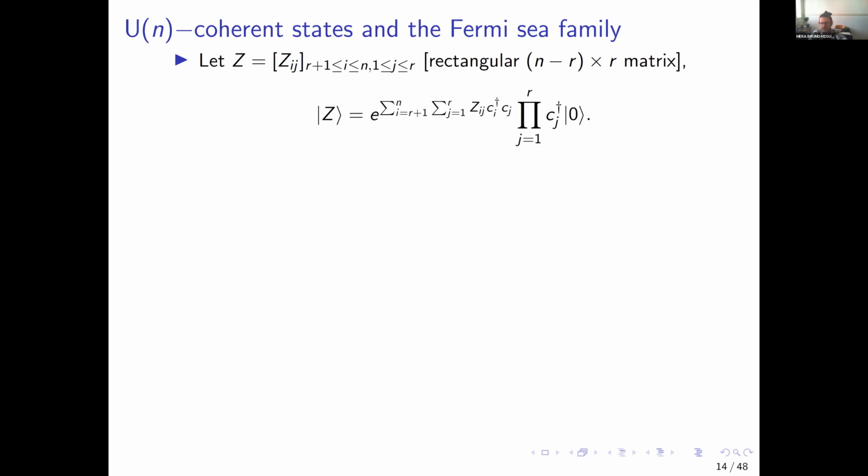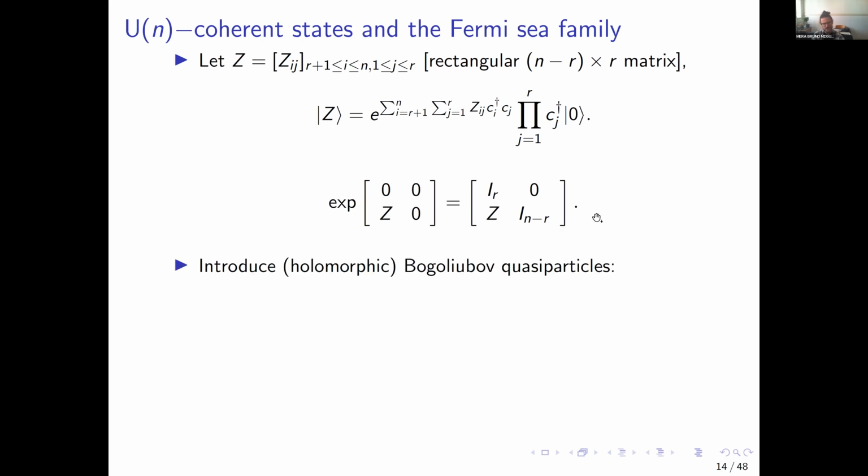And we consider a Fock space where you essentially have n fermionic modes. These C daggers are creation operators for fermions, and you have n of them. You create the first R ones above the vacuum, and then you rotate with this operator here. There's this nice relation between the exponential of this and this matrix on the right-hand side.